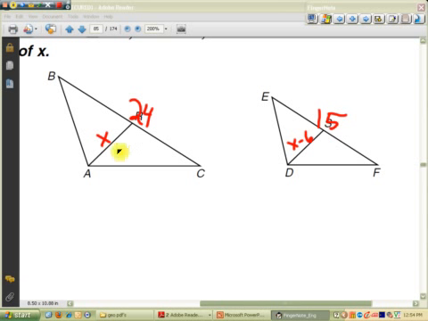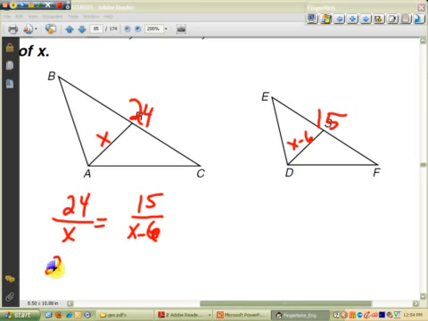So, with our new theorems yesterday, we can set these up by doing 24 over X equals 15 over X minus 6. Okay? Because I'm using the long side over the altitude. And then on the other triangle, I'm doing EF over the altitude DS. So now when you cross multiply, you're going to get 24x minus 144, and that equals 15x on the other side.